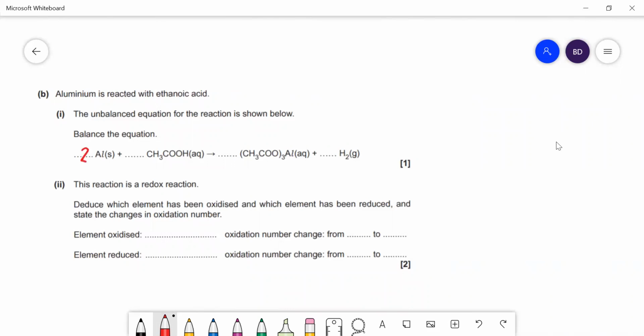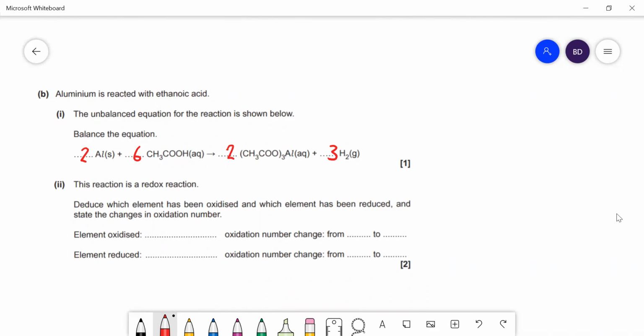So you want 2 of those, so 2 there. So you want a 6 there, and that is going to give us 3 H2s. Okay, which deduce the element which has been oxidized and which has been reduced. Now, let's have a think about fixed oxidation numbers.